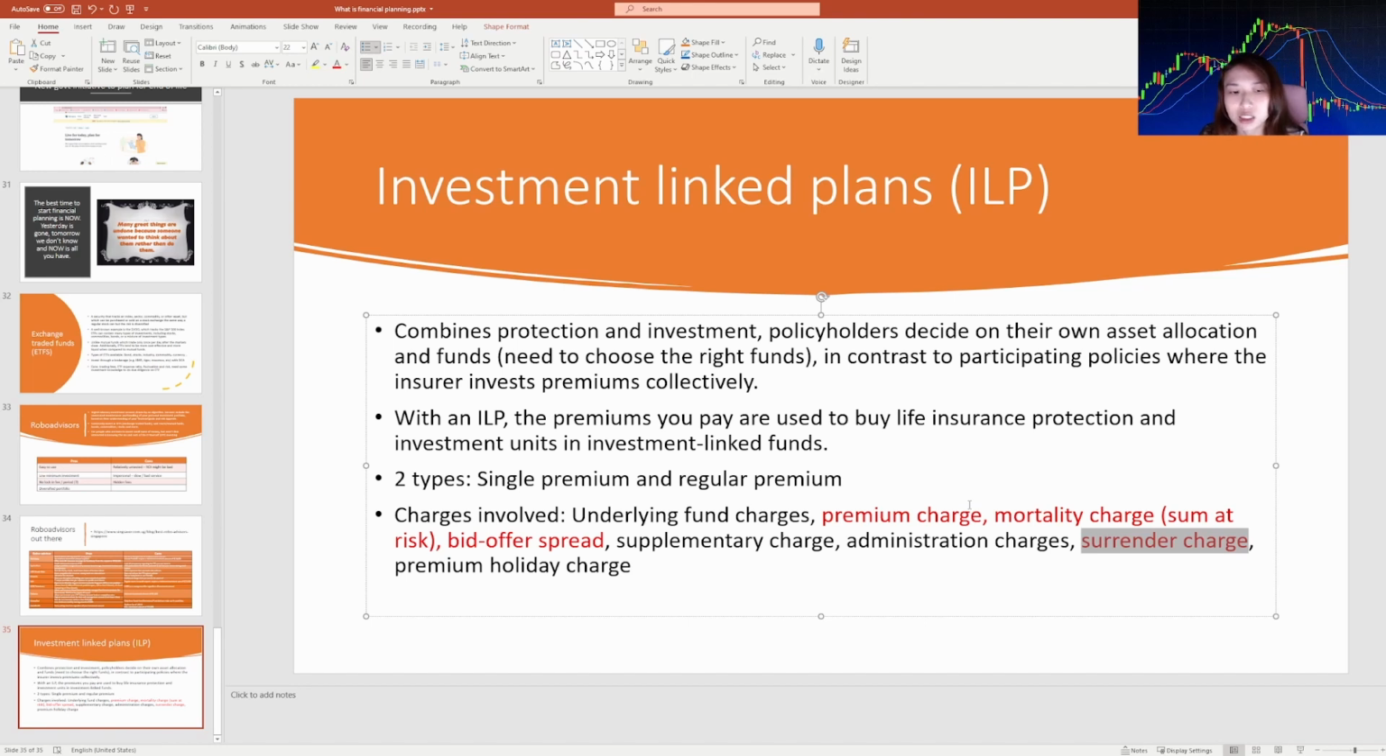Lastly, there's a premium holiday charge. This is also not confirmed to be there, because the premium holiday charge is usually for regular premium plans, not all plans. If it's a single premium, there's no premium holiday, you only put in one premium. For regular premium, usually after a certain number of years they will waive this charge, so you can go on premium holiday and just leave your fund there to grow. Basically, these are the charges of investment-linked plans.